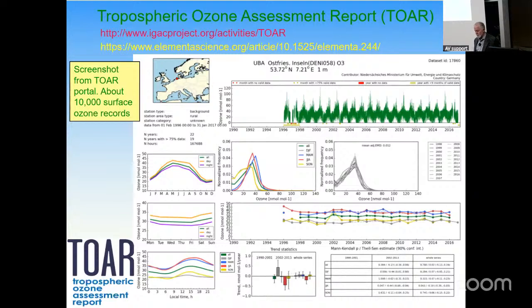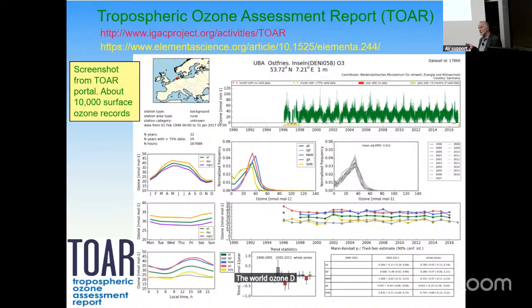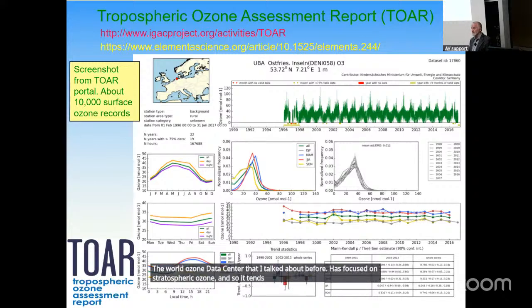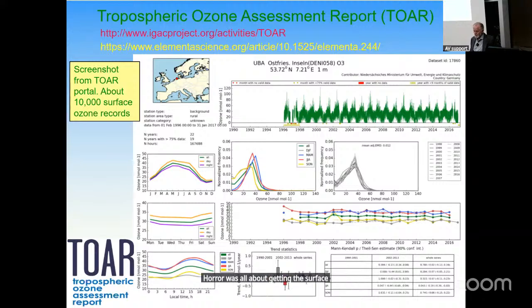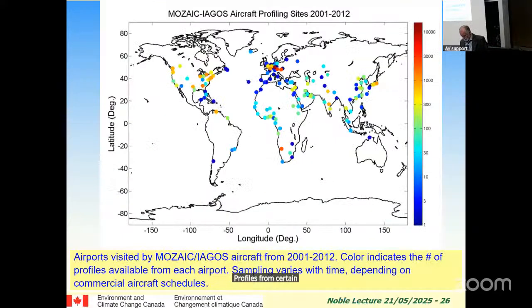and I think quite importantly, there was a project a few years ago to try and collect all of this data and bring it together in a way that was more accessible to researchers. The World Ozone Data Center that I talked about before has focused on stratospheric ozone, and so it tends to have total ozone measurements and ozone sonde measurements. TOR was all about getting the surface measurements together. And there's a lovely website where you can download data and you can find out profiles from individual stations.